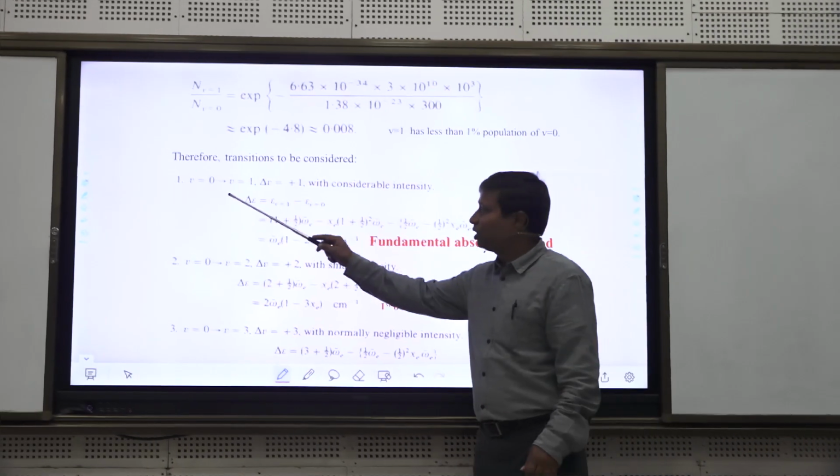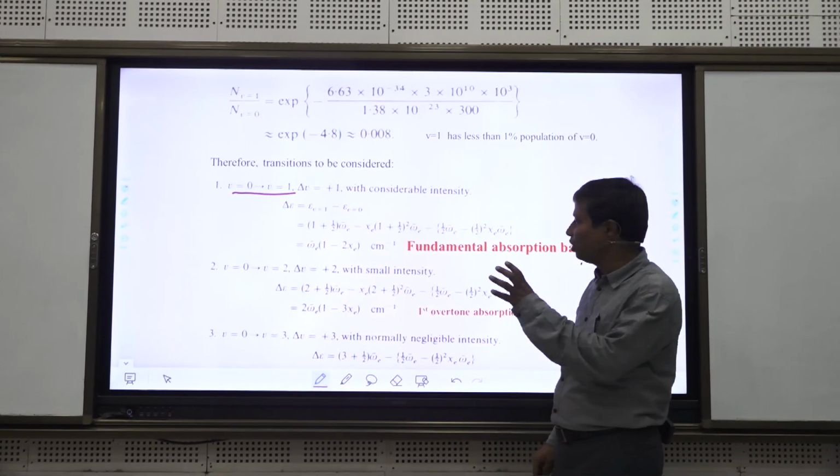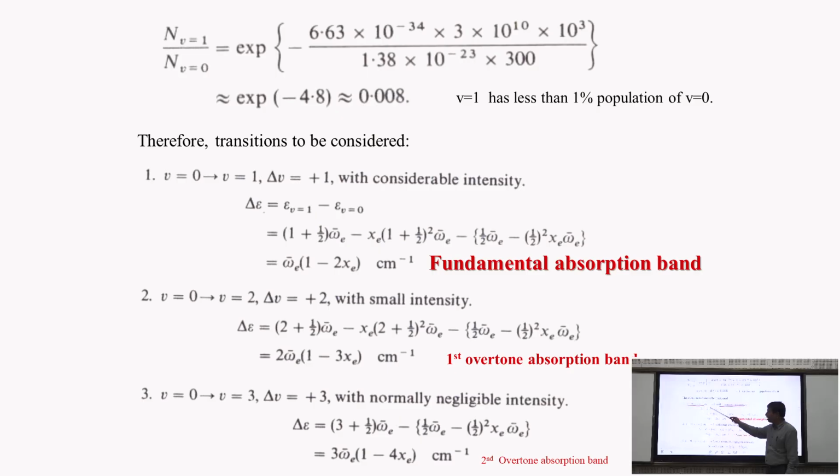So we will be considering V is equal to 0 to V is equal to 1. Now V is equal to 0 to V is equal to 1 will have a considerable intensity, and for that you first use V is equal to 1 in the expression minus V is equal to 0, and whatever expression comes, that is called fundamental absorption band. So the strong band you have seen, that is the fundamental absorption band.